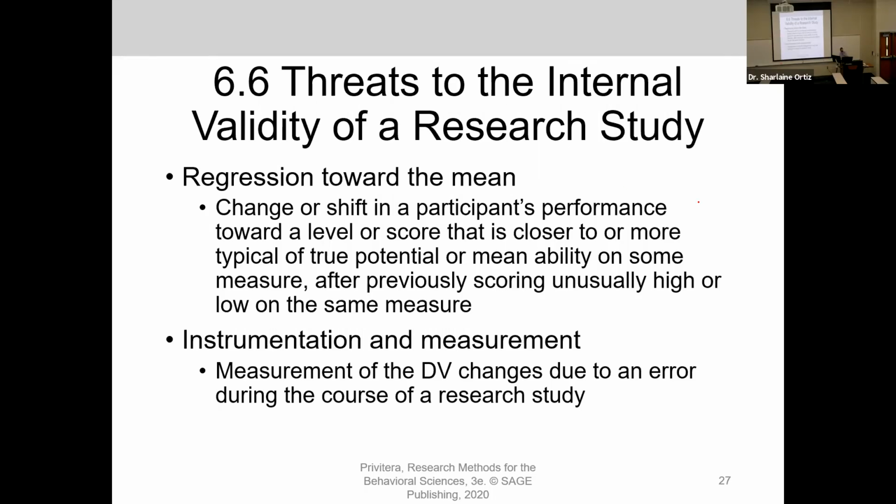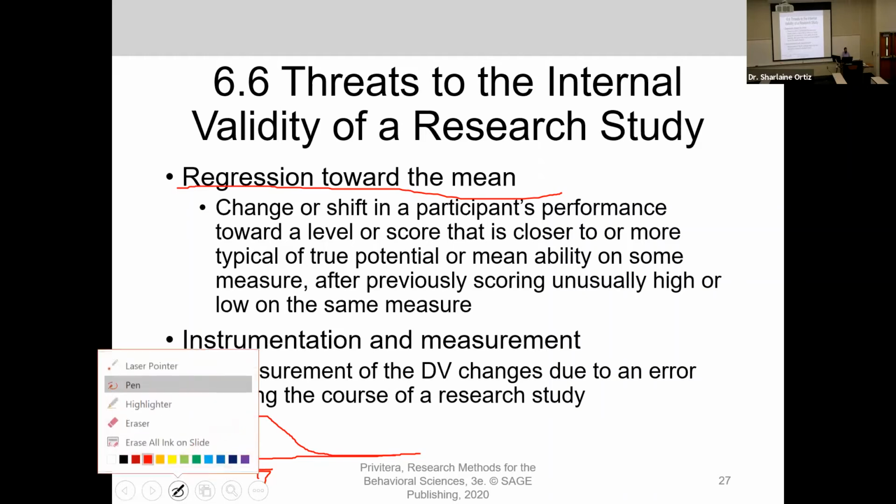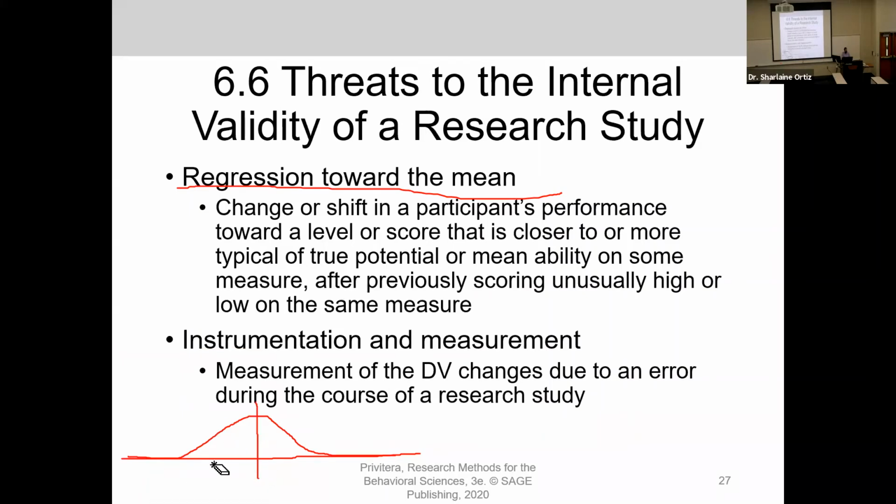Now, when we are talking about the threat of regression towards the mean, I want you to think about a perfect, beautiful bell distribution. Right? Let's see how I do this time. Oh no, right. There we go. So this here in the very center is going to represent that mean.